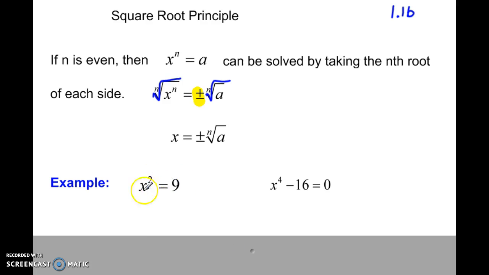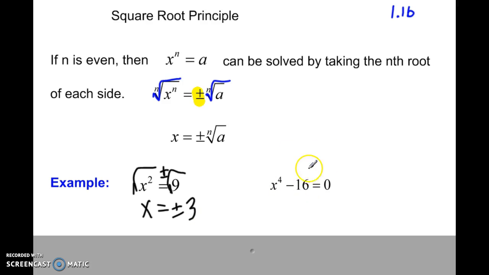So let's look at what it looks like for a problem here. If you have x squared equals 9, you probably know that 3 squared is 9, and negative 3 times negative 3 is also 9. So when you take the square root of the whole side, you have to put plus or minus on one side. And I usually put it on the side where the variable is not. So the square root of x squared is just x. Plus or minus the square root of 9, so that's just plus or minus 3.